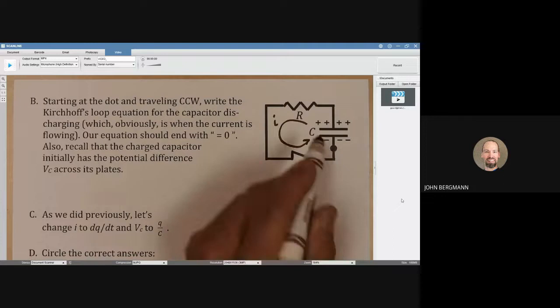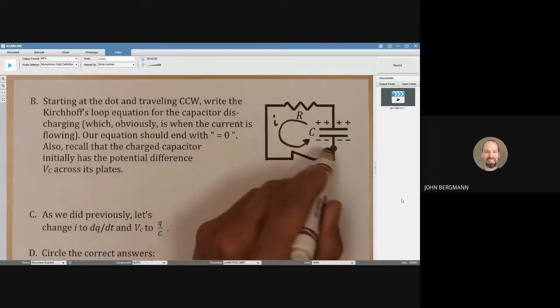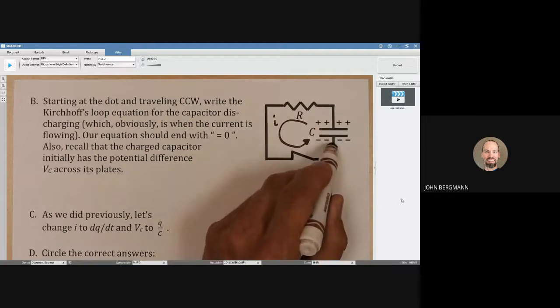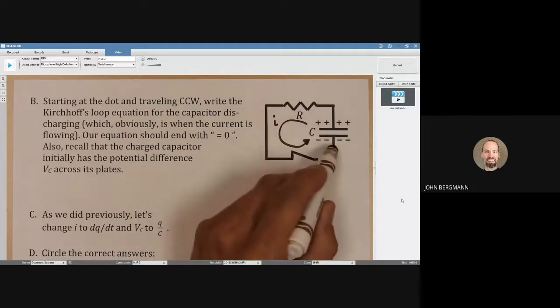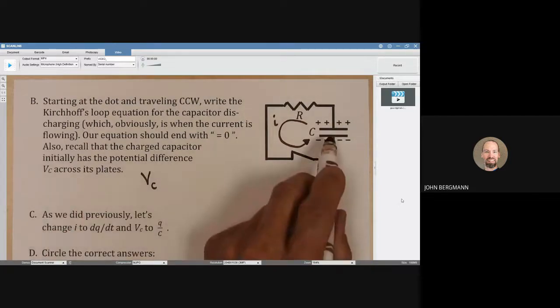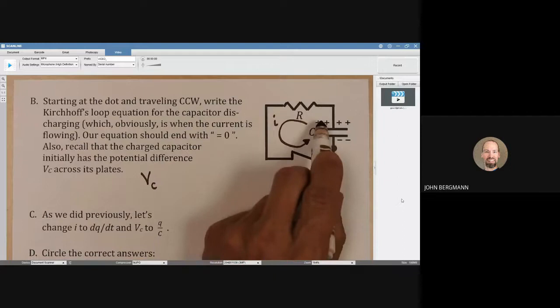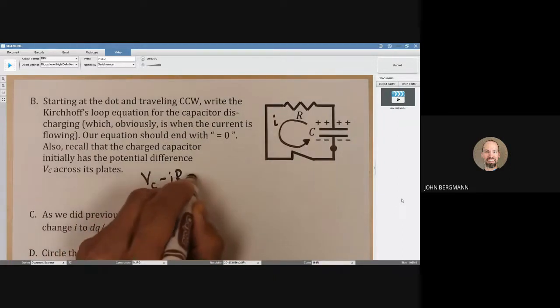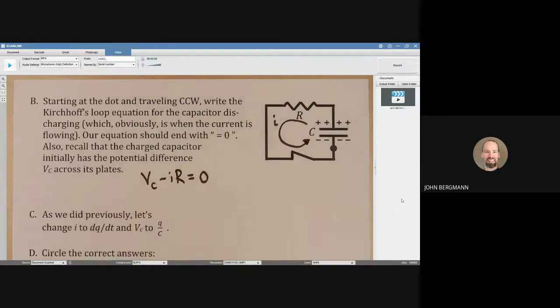We start here and we go counterclockwise around the circuit. Whenever we go through a capacitor in the direction opposite its electric field, we end up with a positive V sub C. And now we're going to take the current going through this resistor, so we're going to go minus IR, and now we're back to our dot. So that was a pretty easy equation.